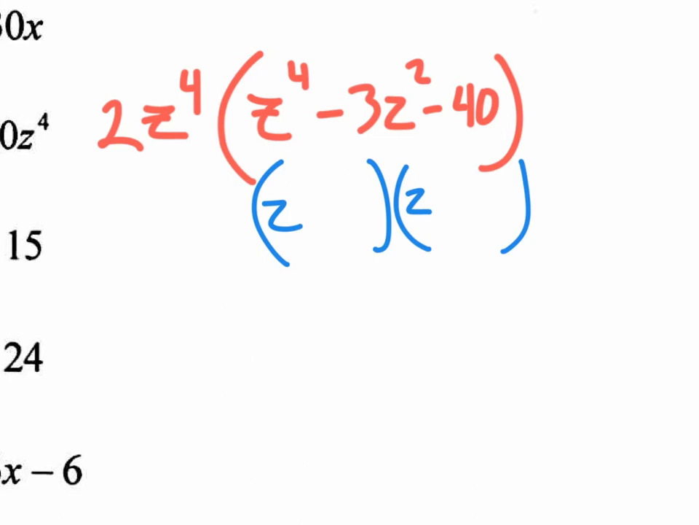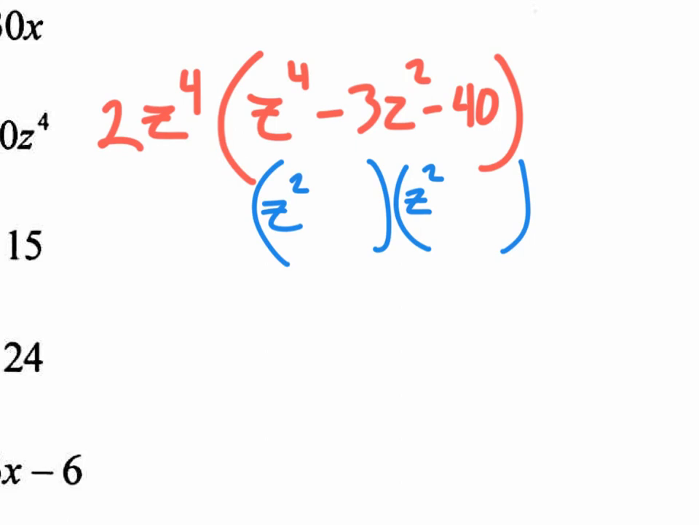And we'd start thinking, okay, what times what is negative 40? But see, you can't have a z right here and a z right here. Why? Because this is not a z squared. What is it? It's a z to the fourth. So what do I need? I need a z squared times a z squared. Because that's the only way I'll get the z to the fourth, right? However, the rest works out the same way we used to factor quadratic trinomials. What times what is negative 40 that if you combine together is negative 3?